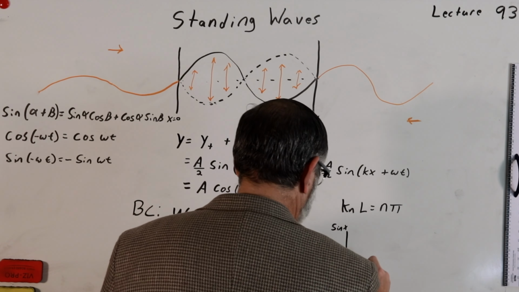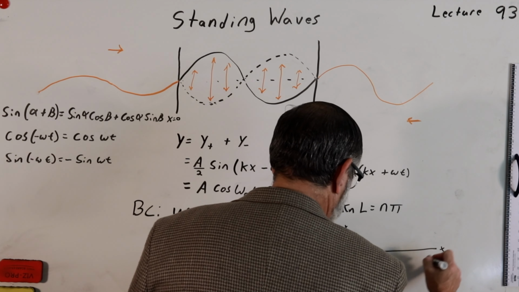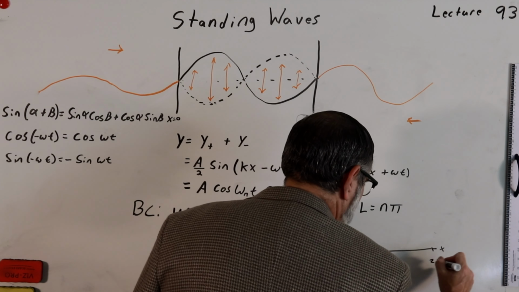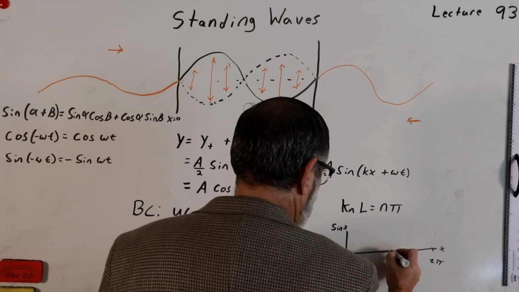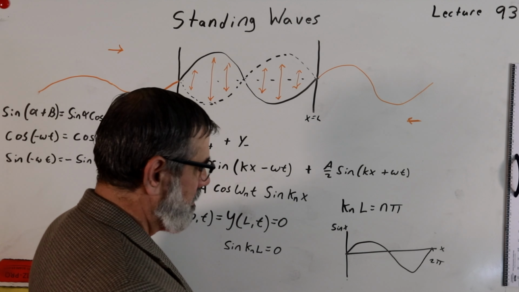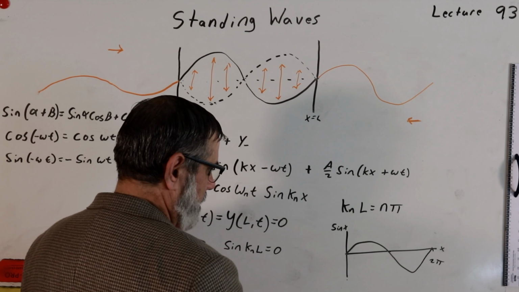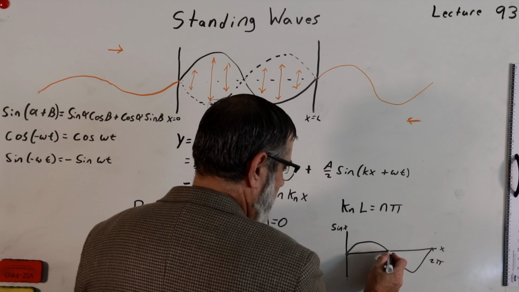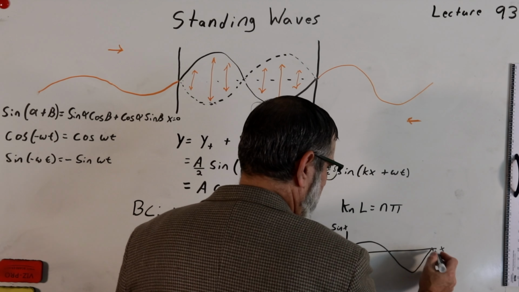Sine of x. Here is x. Start at 0, go out to 2 pi, right? What does it look like? It starts at 0 and comes back to 0. So where is it 0? It's 0 at x equals 0, at x equals pi, and at x equals 2 pi.